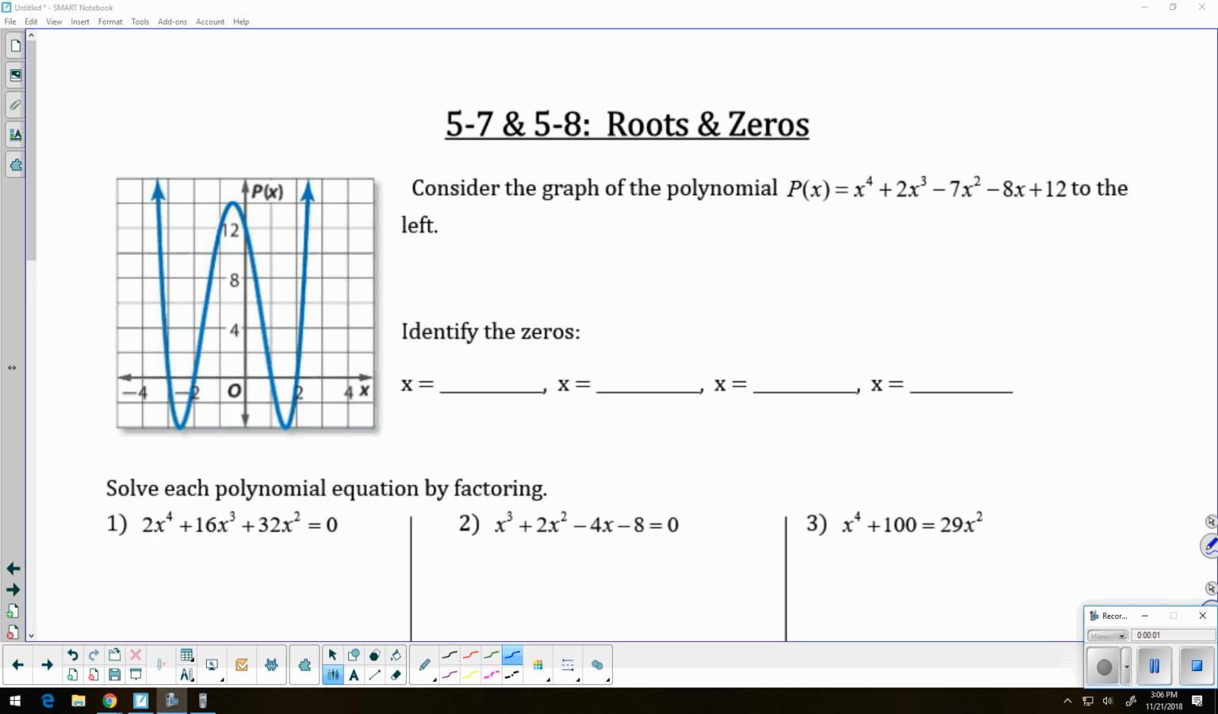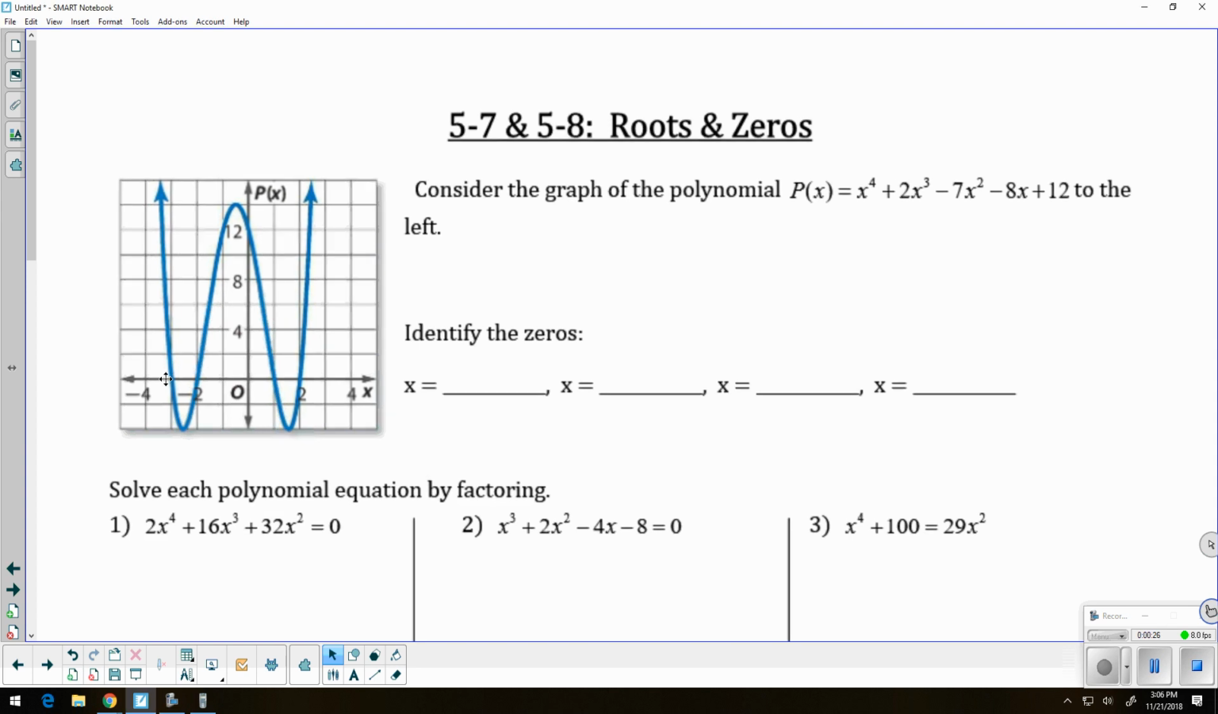Everybody, we are finishing out chapter 5 today, so covering these two sections, 5.7 and 5.8, talking about the roots and zeros of the polynomial. So looking at the first example, it says to consider the graph of the polynomial that is graphed to the left for you. It's already graphed out for you, but they just want you to identify the zeros to this function. So again, we're just looking for where it is crossing over the x-axis. There are obviously 4 of them, so we're just identifying those 4 spots.